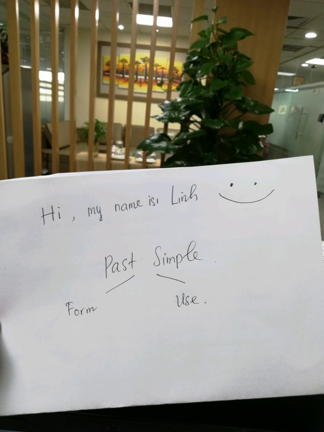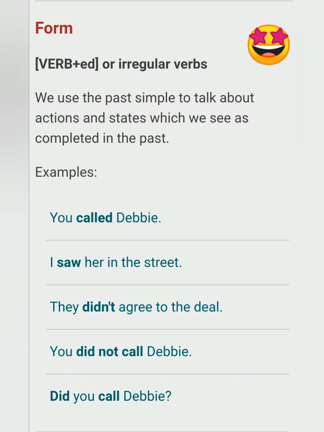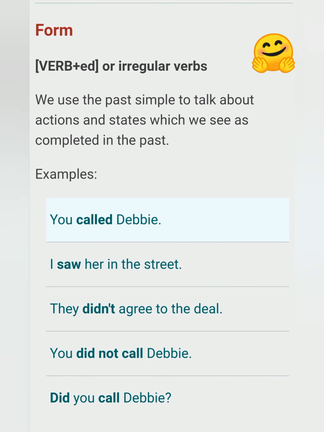Hi everybody, today I'll tell you how to use the past simple verb tense. We use the past simple to talk about actions and states which we see as completed in the past.